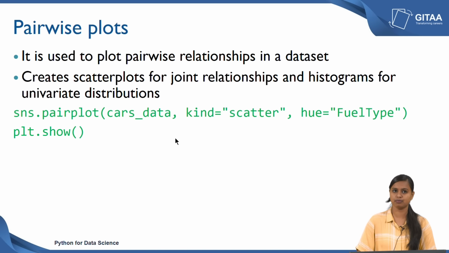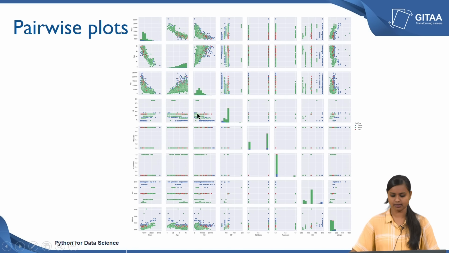Pairwise plots are used to plot pairwise relationships in the data, and basically it creates scatter plots for joint relationships and histograms for univariate relationships. We will understand what we mean by joint relationships and univariate relationships when we look at the output. To create the pairwise plot, the command used is pairplot, which is also from the Seaborn library. You specify the data frame, because we are going to look at the relationship between all the variables. The kind of plot for any numerical variable is scatter, and we are going to color the data points using another variable called fuel type. Now let us look at the output of the plot.